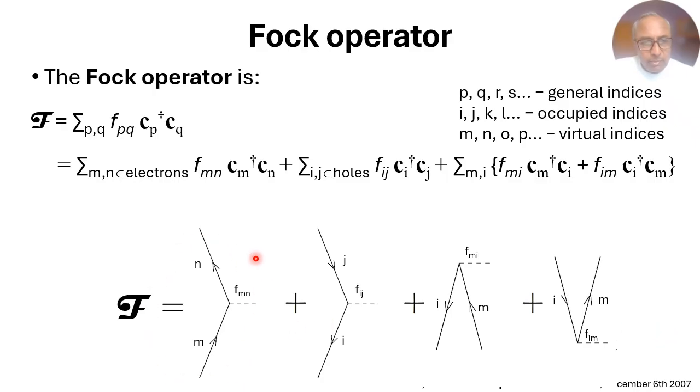The first one represents an electron undergoing the interaction F_MN. The second diagram represents a hole undergoing the interaction F_IJ. The excitation level in both of these is 0. The third diagram represents the annihilation of an electron-hole pair, and the excitation level is therefore -1, whereas the fourth diagram represents the creation of an electron-hole pair, or creation of an exciton, and therefore the excitation level is +1.